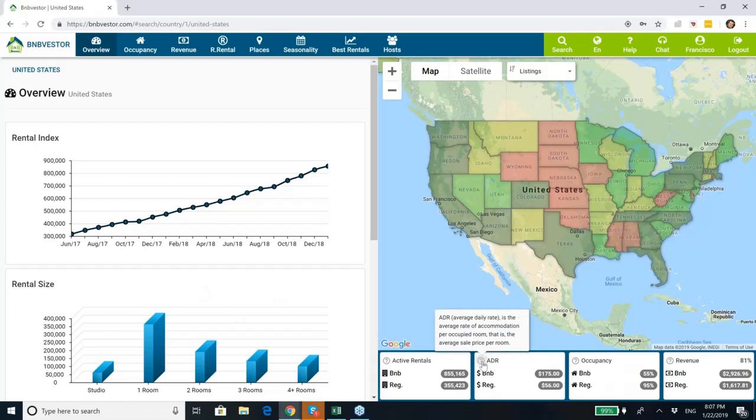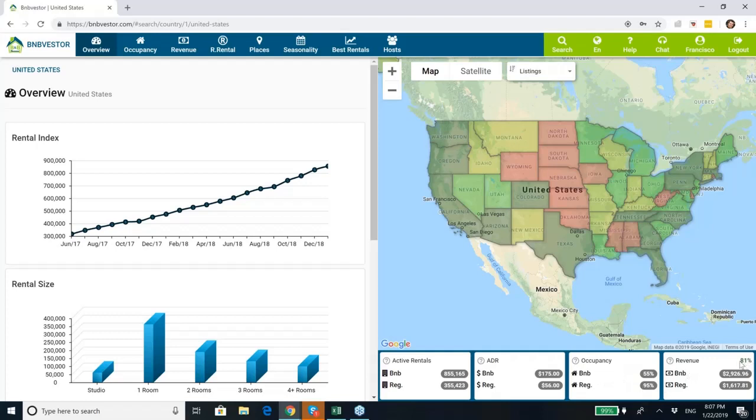Now the ADR here is the average daily rate. This is how much money you will get in a day for an Airbnb rental on average in the whole United States. It means that it's $175 per rental. That's the average. And then a regular rental is around $56. Now, occupancy, we're going to explain in more detail in a few moments, but you can see the occupancy rate in the whole United States is 55%. It means that every single one of the Airbnb rents close to 15 days out of 30.